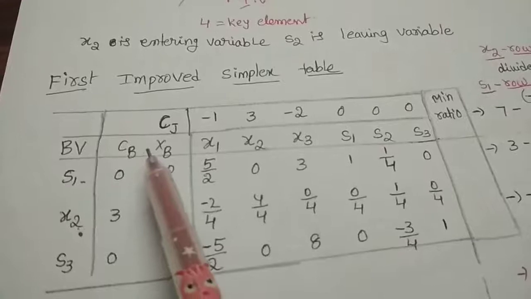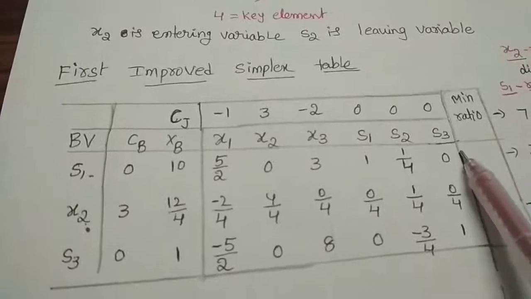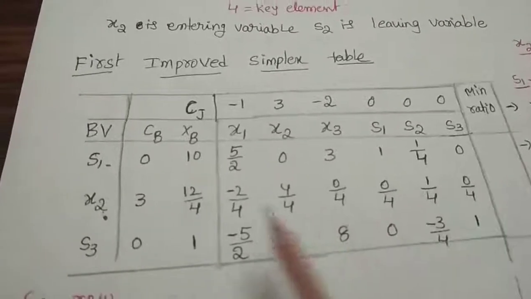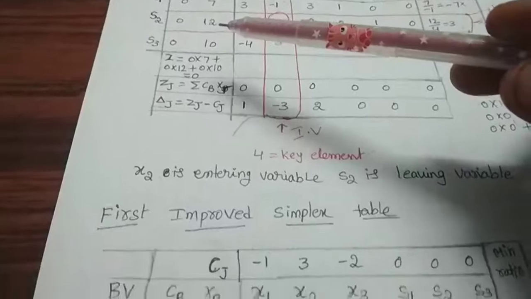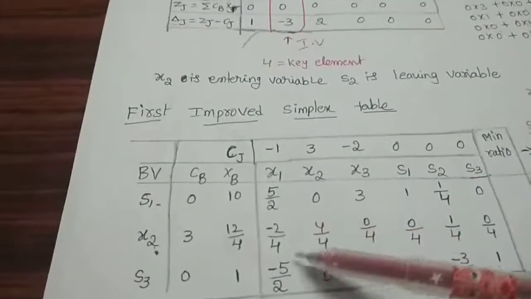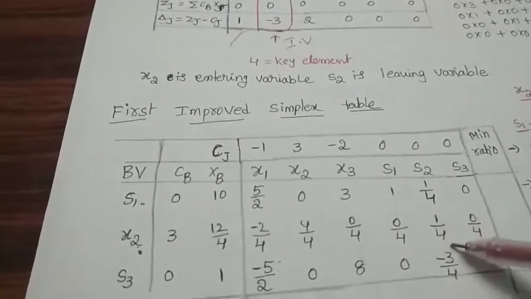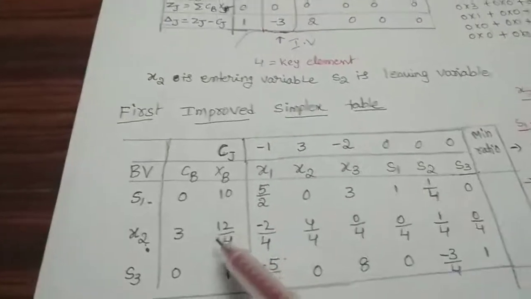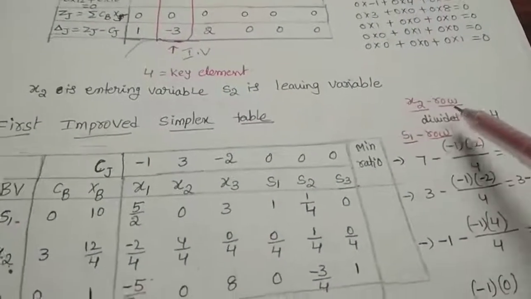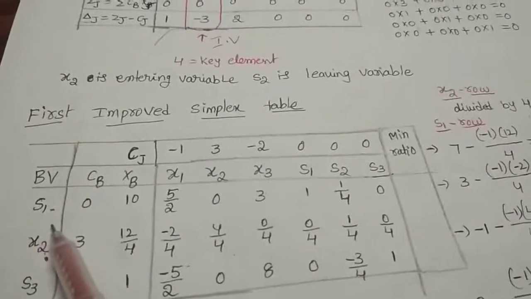So now we don't apply any operation to the CB column. From XB to S3 we apply the calculation part. For that this entire row is divided by 4. In the previous table we have 12 divided by 4, minus 2 divided by 4, 4 divided by 4, 0 divided by 4, 0 divided by 4, 1 divided by 4, 0 divided by 4. Now this entire row is divided by 4. I have given it clearly here, the x2 row is divided by 4. Now coming to the s1 row.